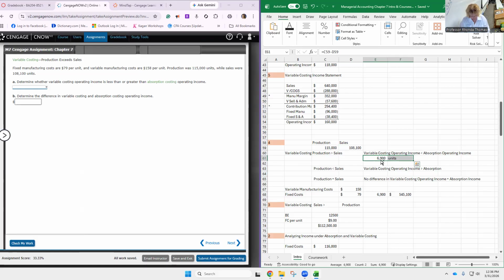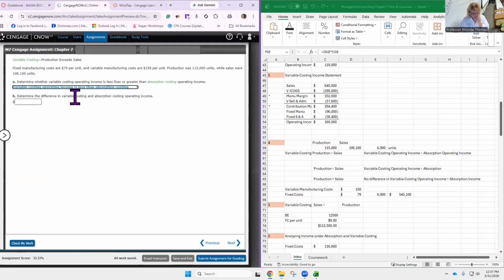You need to find the difference in units between the two. Let me just put these up here. Find the difference in units between production and sales, and then take that difference times the fixed costs of $79 each. It's going to be $545,100. So determine whether variable costing operating income is less than or greater than. Once again, if we're producing more in units than we are selling, then variable costing operating income will be less. It's something you might need to commit to memory.